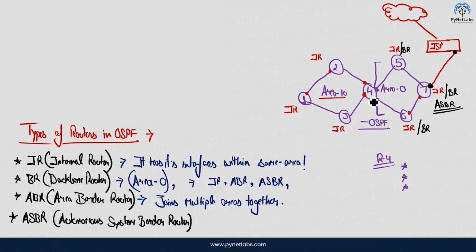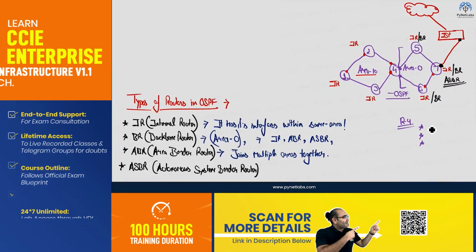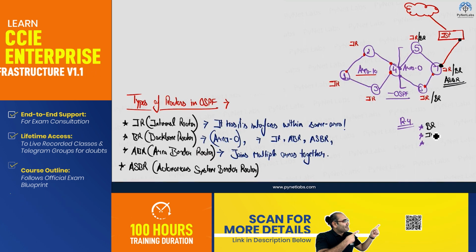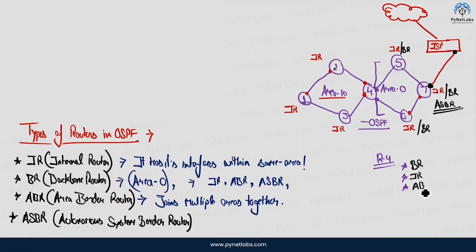But here router 4 itself can act as a backbone router. Then it is also acting as an IR. It is also acting as an ABR because it is joining two areas together. You can see that it is forming relations with area 10 and in between with area 0 as well. So that is the scenario with the types of OSPF routers here.